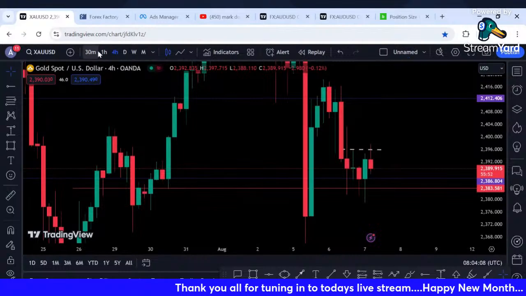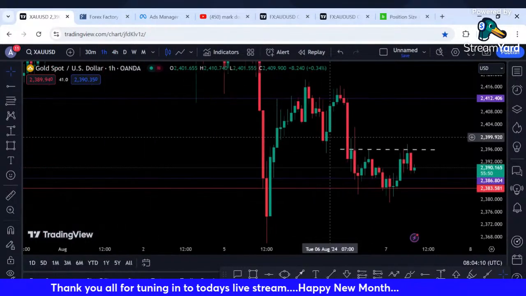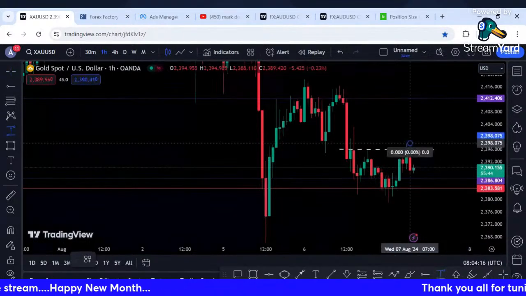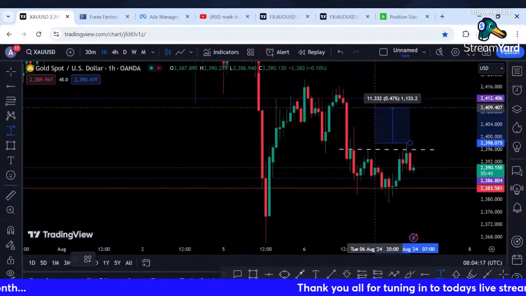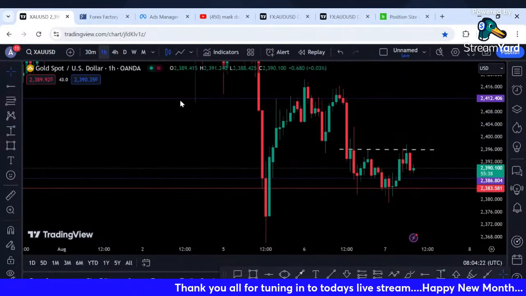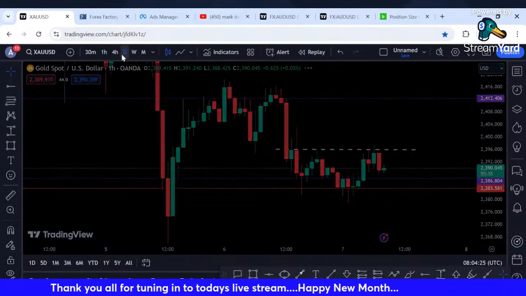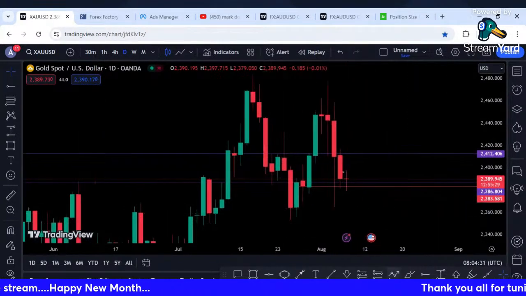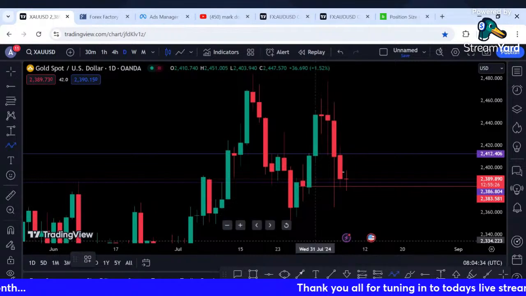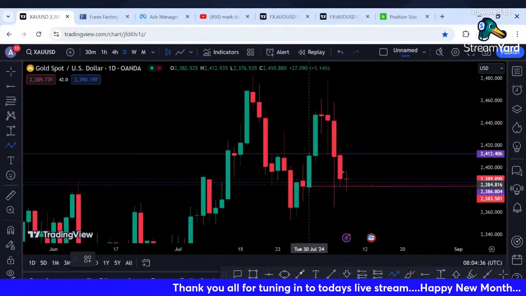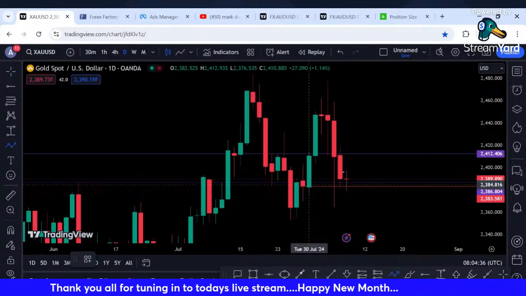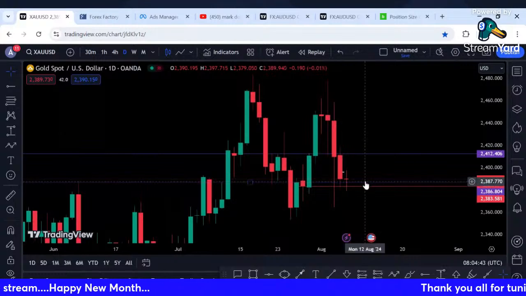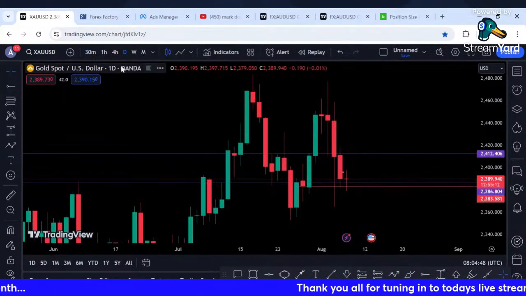With gold, my bias will be a buy, for this range to be filled. So those who trade gold can be looking up to that. I said it early in the morning. My bias for gold should be a buy because the trend is an uptrend, on the daily and the weekly time frame.